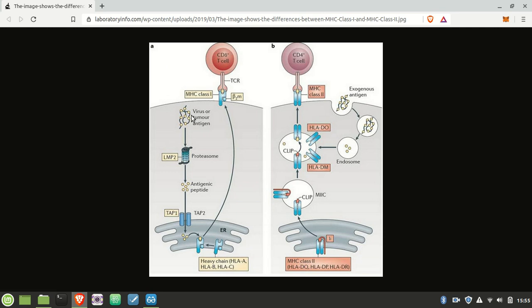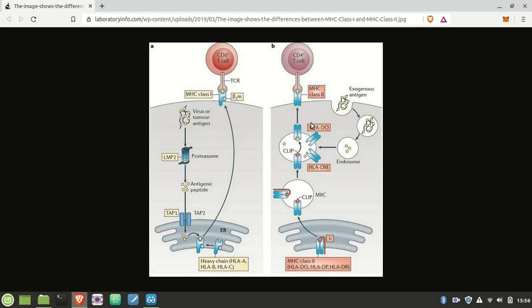MHC1, loaded in the endoplasmic reticulum. Look, after transport-associated protein processing or whatever. Boom. They will always ask you which one is done in the endoplasmic reticulum, and you'll always have to say, well, that's MHC class 1. Let's look at MHC class 2.